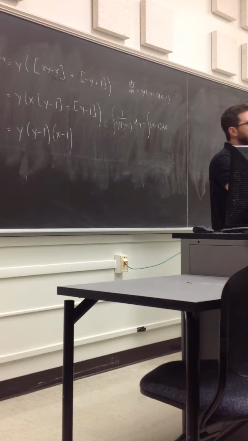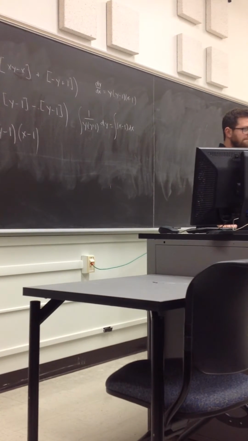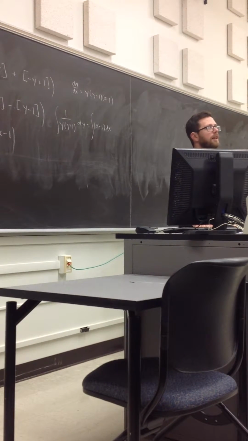Substitution. Substitute for what? u equals y minus one, and then du would be dy, and y would be u plus one. So that would transform it into basically the same problem. Instead of y times y minus one, you'd have u times u plus one, which is essentially the same problem.